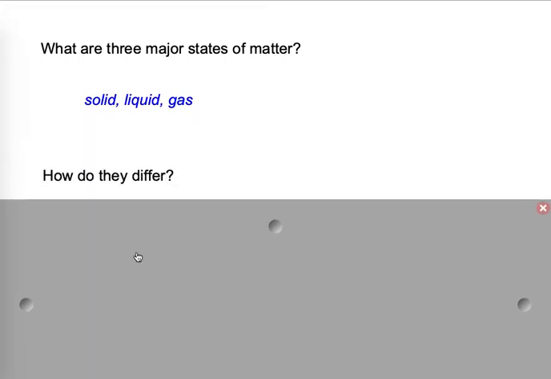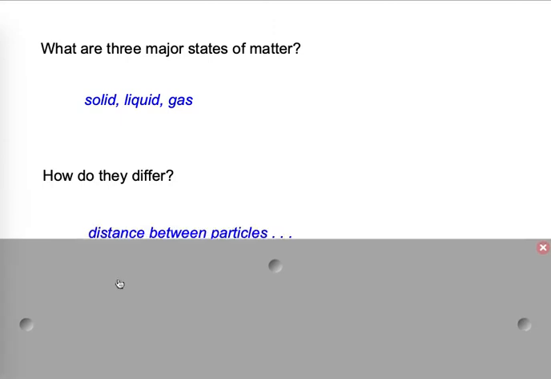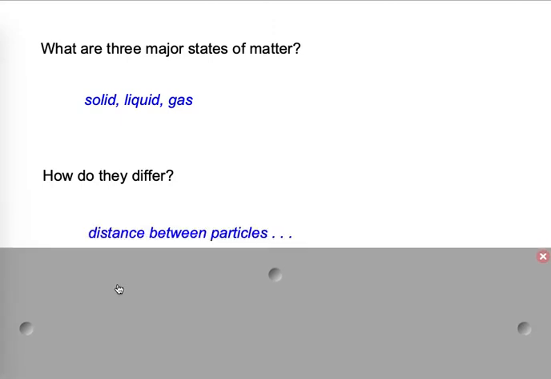So, how do solids, liquids, and gases differ? Well, if you think about this in terms of the submicroscopic scale, you will realize that what makes a solid, a liquid, and a gas different is essentially how far apart the particles are. And I'll show a diagram of that in this next page.